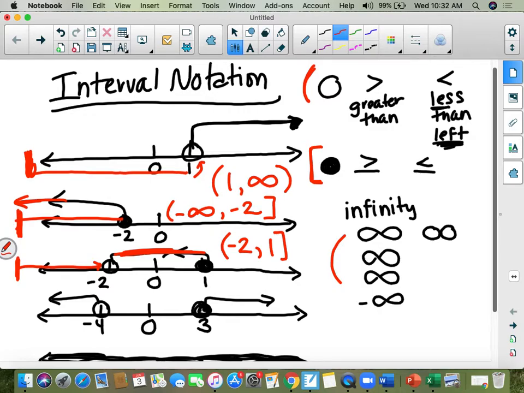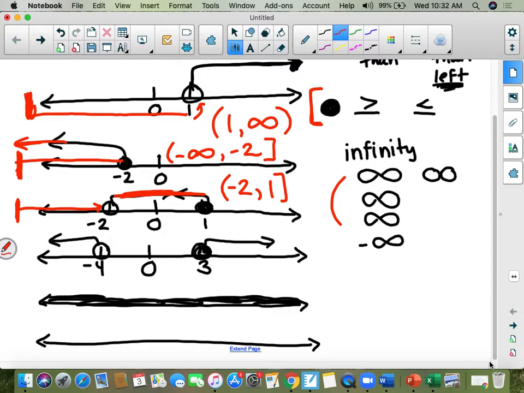Okay, the next one. I'm starting here, and as you can see, it's already shaded down here. So it's a negative infinity, parenthesis out in front, to a -4 with a parenthesis after a -4. Notice that there's a gap, but then it starts up again at 3. I'm going to use a bracket at 3 because it's a closed circle. And it goes to infinity with the parenthesis.